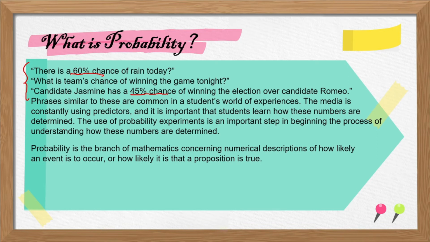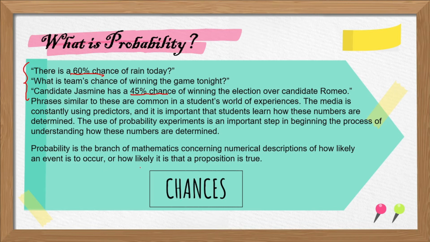Therefore, probability is the branch of mathematics concerning numerical descriptions of how likely an event is to occur, or how likely it is that a proposition is true. So the key word for probability is chances.